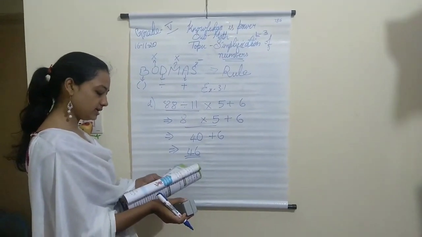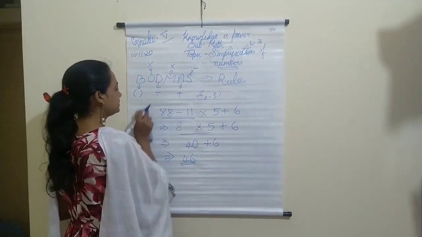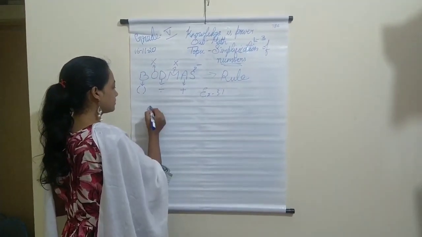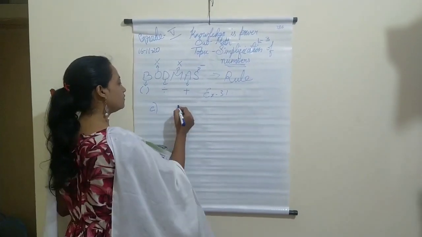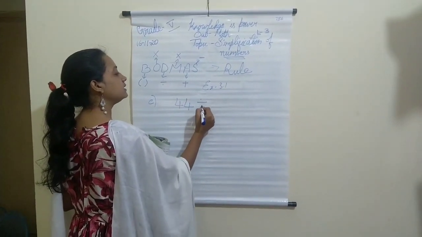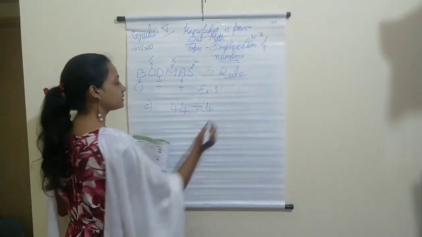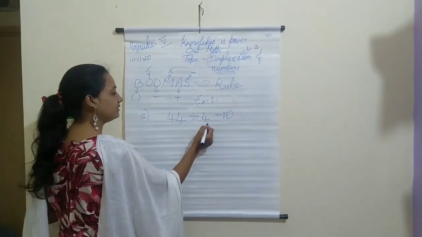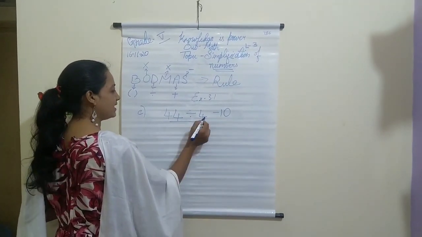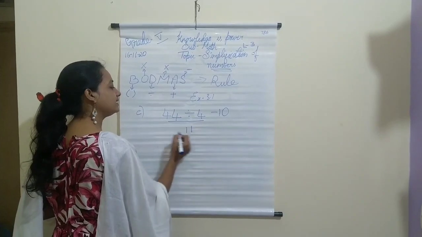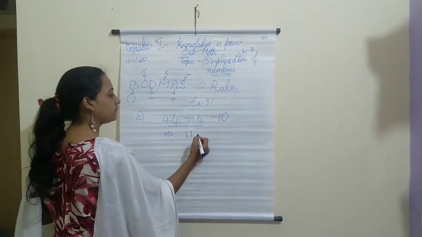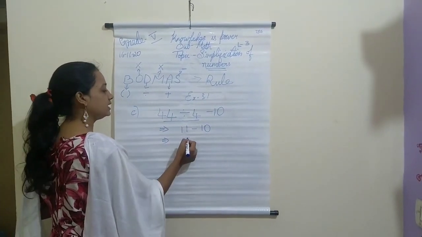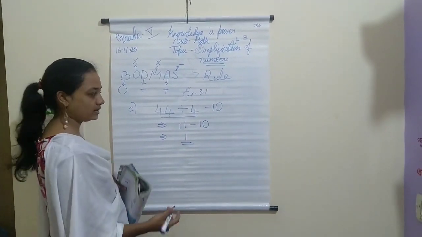I'll show you the next, E and F for you. Next I'll go for E1. 44 divided by 4 minus 10. So in this 2, which is the first one I should take is division. So when I divide this, I get answer 11 minus 10. Now what is the answer for 11 minus 10? It is 1. That was very simple.